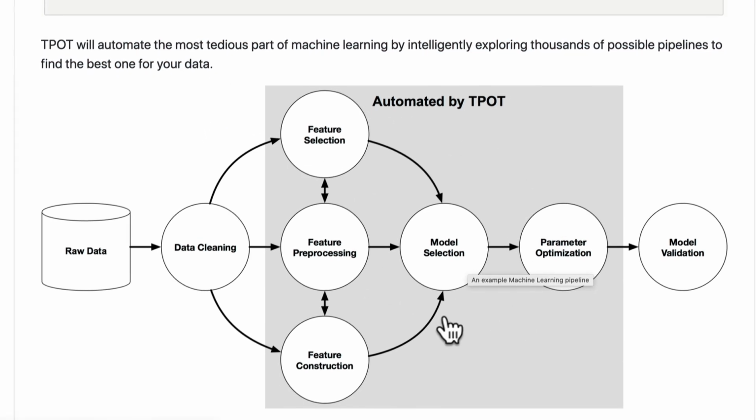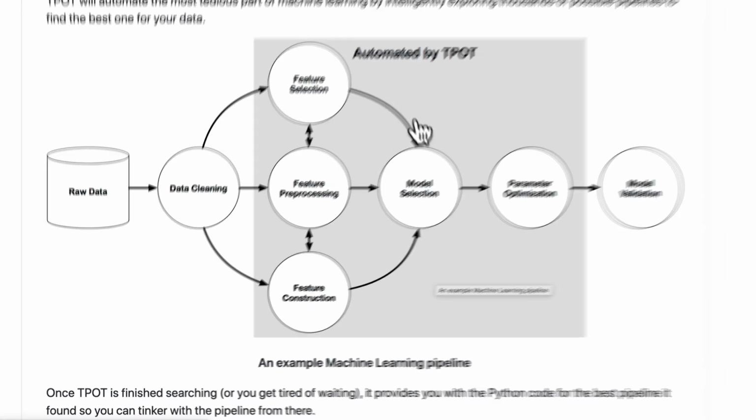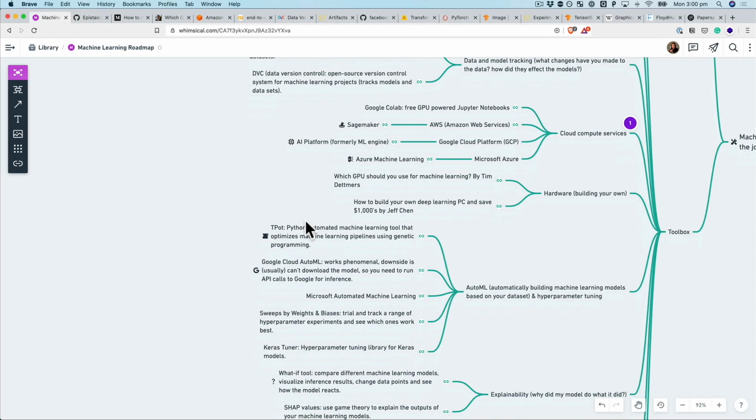Automated by TPOT. So this is what you're going to have to do. You're going to have to collect the data, clean it, get it ready for a machine learning model. TPOT will do all of these steps, such as feature processing, selection, construction, model selection. It will also do parameter optimization. Then once it does all that for you, you're going to have to validate it. So TPOT takes care of all of that. That's pretty cool, hey?